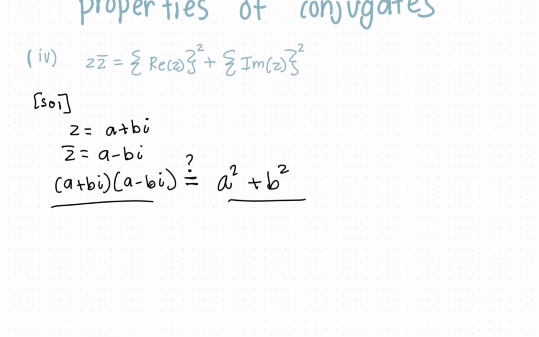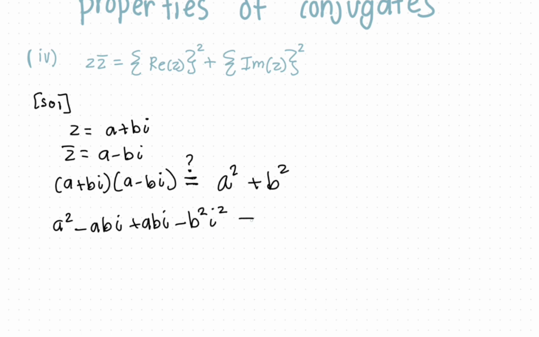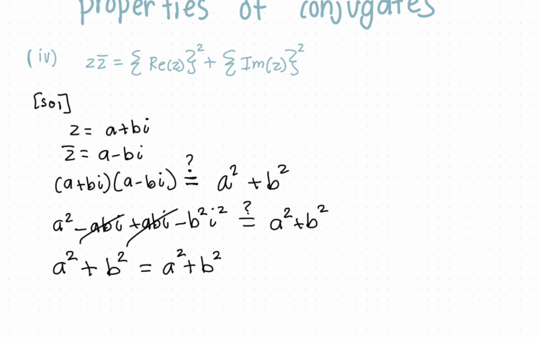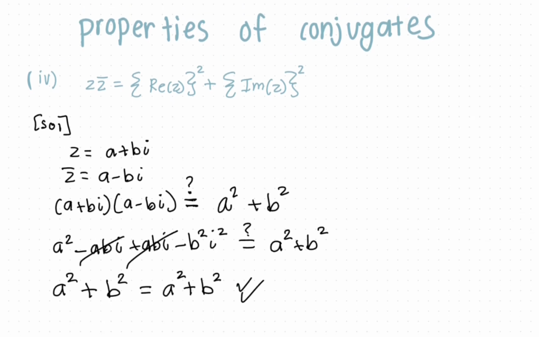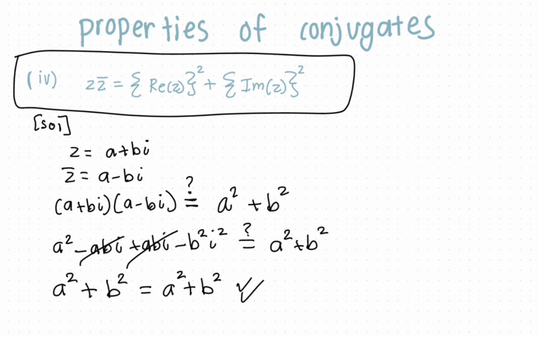So now let's see if this side is equal to this side. So I just put that question mark. And now solving the left-hand side, we get a squared minus abi plus abi minus b squared i squared. Once again, we have to see if the left-hand side is equal to the right-hand side. This and this cancel out. We get a squared minus b squared i squared. Once again, we know i squared is equal to minus 1, and minus b squared times minus 1 is plus b squared. And does a squared plus b squared equal a squared plus b squared? Well, yes, it does equal. So therefore, this property is true for all complex numbers and their conjugates.